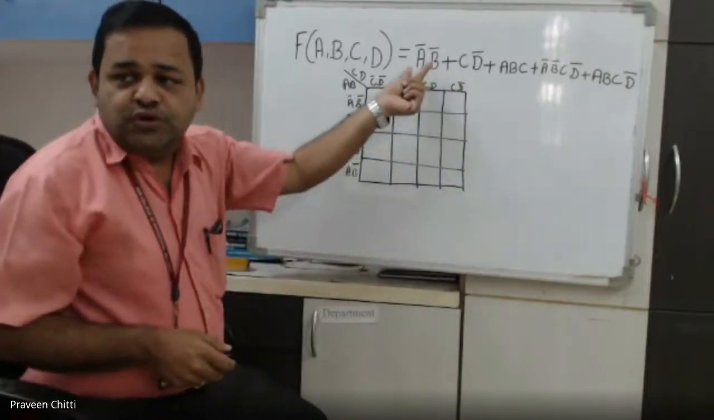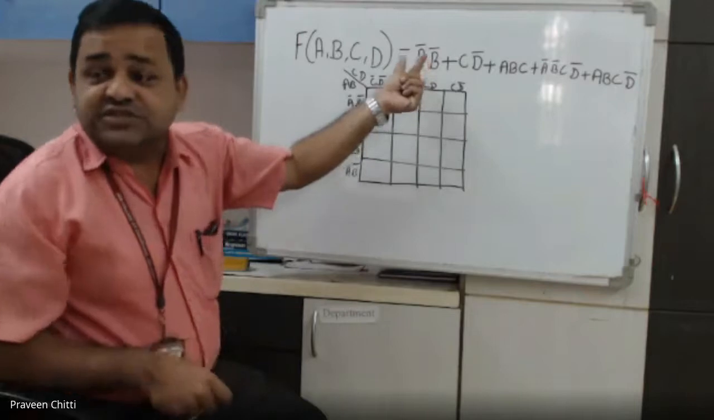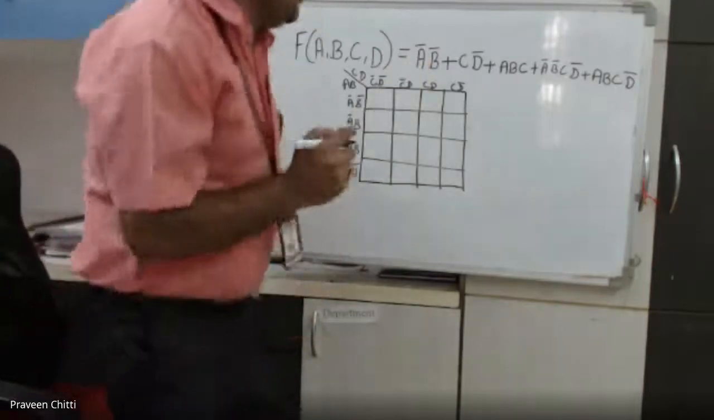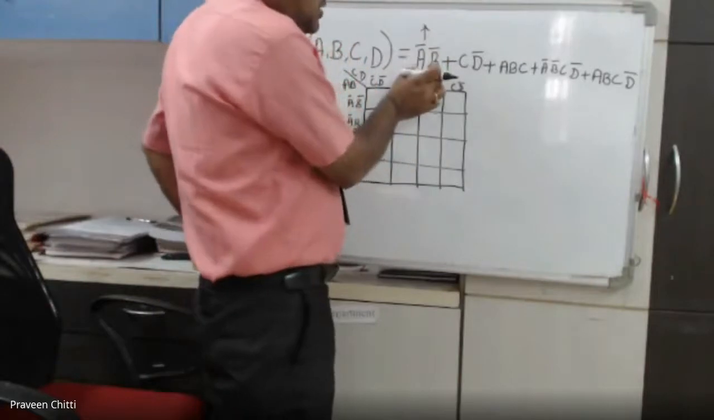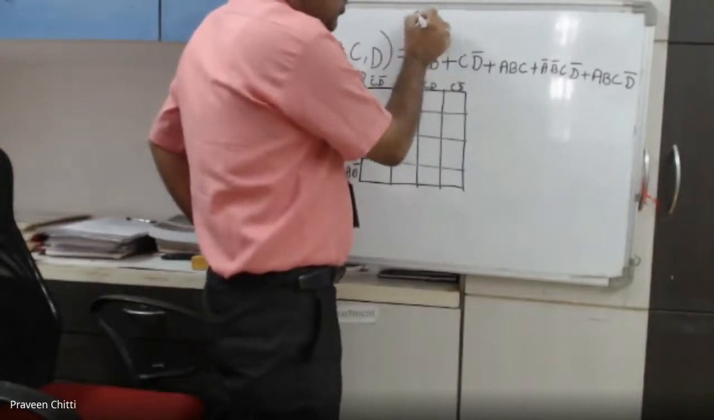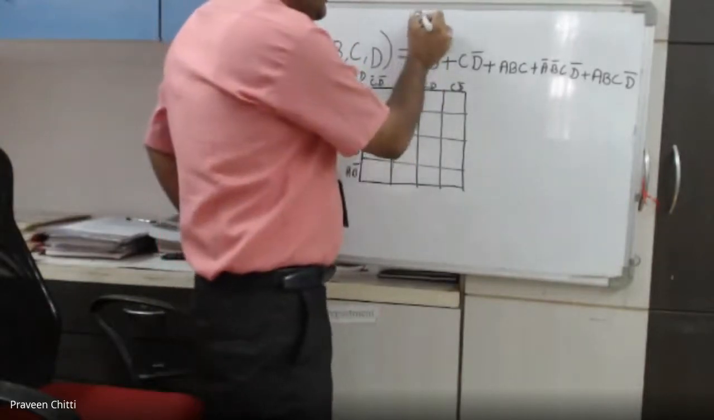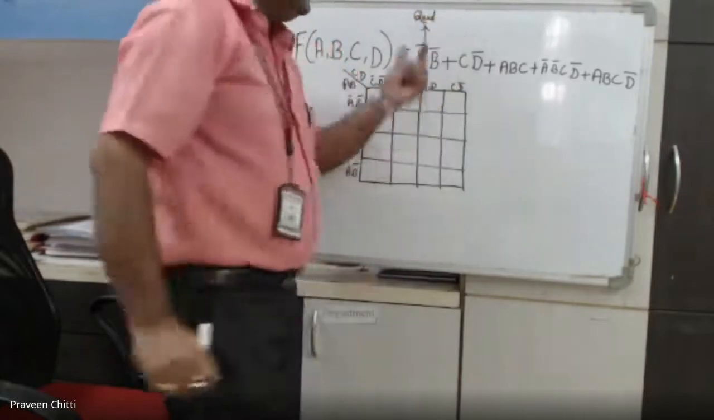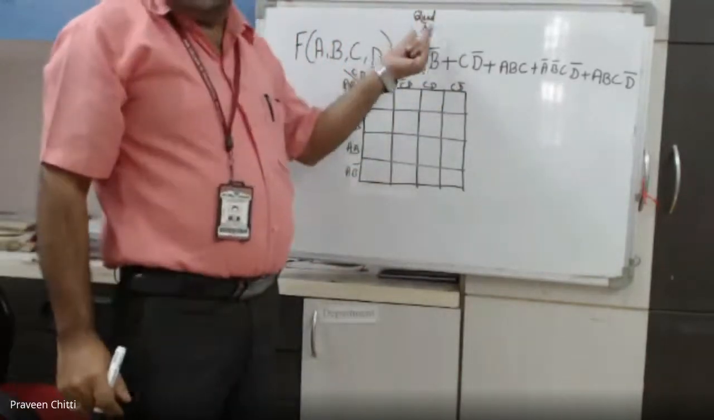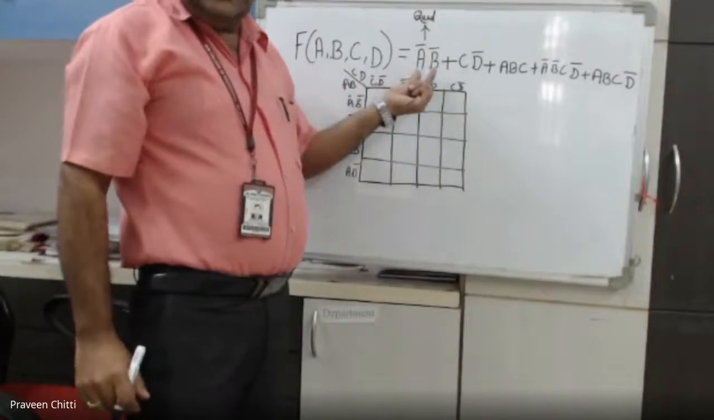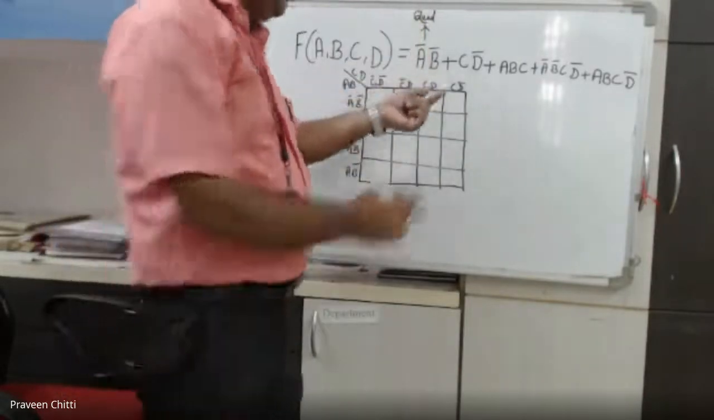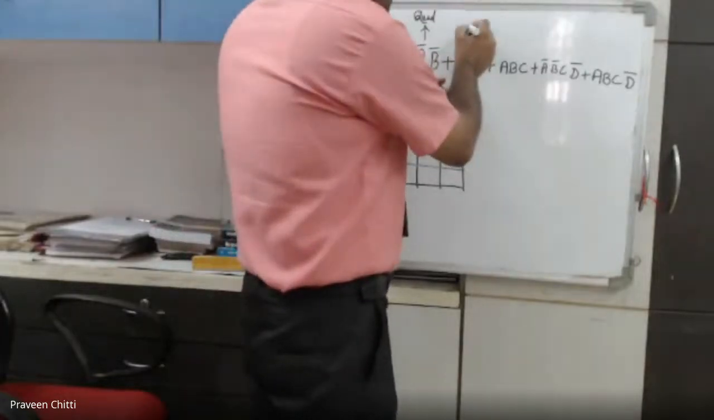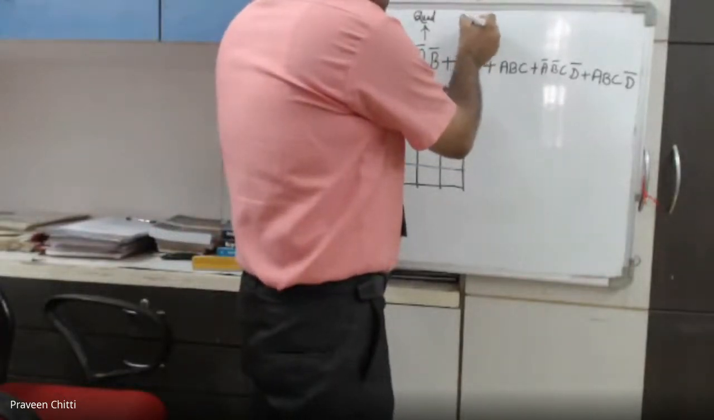Two. Right? Only 2 are present. So this group should be what? Here 2 variables are missing. So corresponding to this term, what should you get? You should get a quad. Is that clear? 2 variables are eliminated. Who will eliminate 2 variables? Definitely a quad. So I should get 1 quad. How do you get C, D bar? By which group? Another quad.